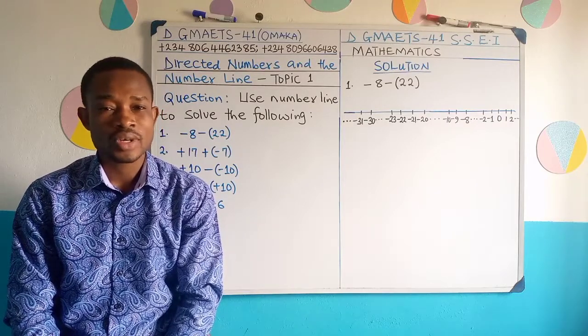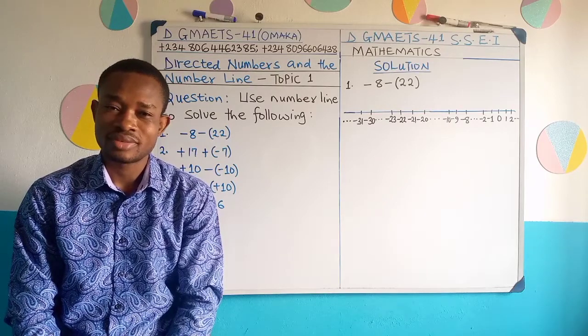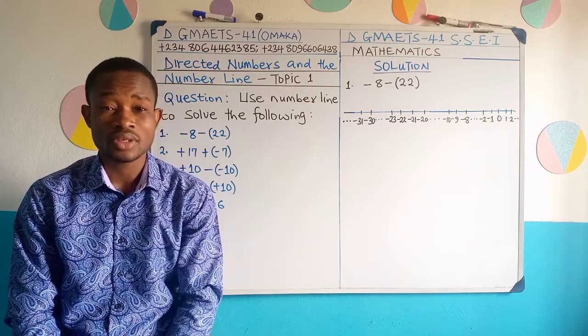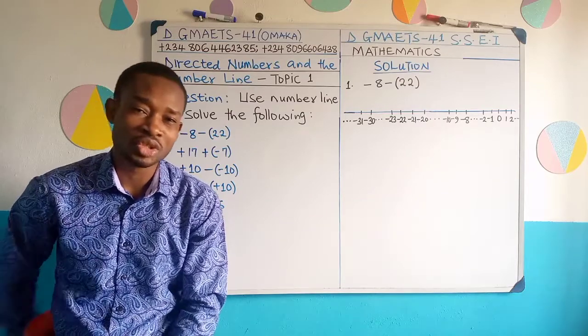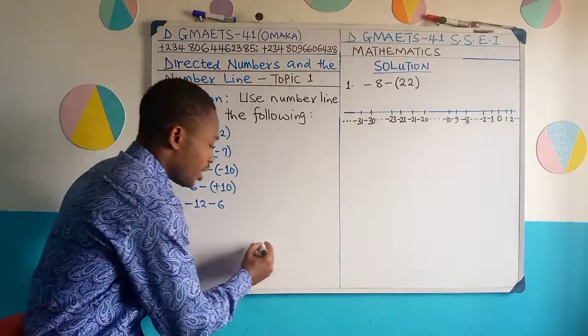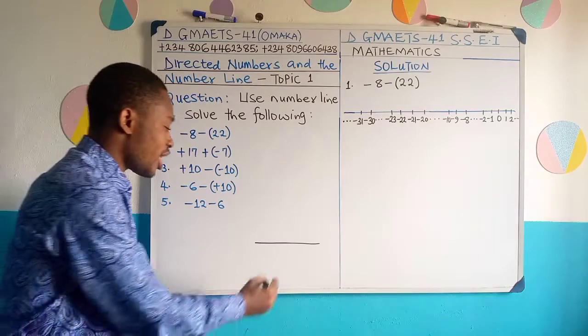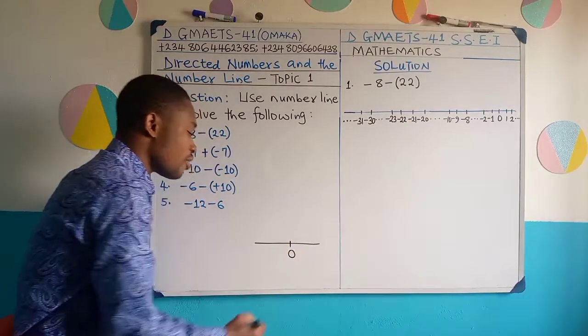To start with, I want to ask you, have you seen a number line before? Have you worked with a number line before? Well, I would like to show you what the number line looks like. The number line is simply a straight horizontal line. Okay? On this line, at a point, we have 0.